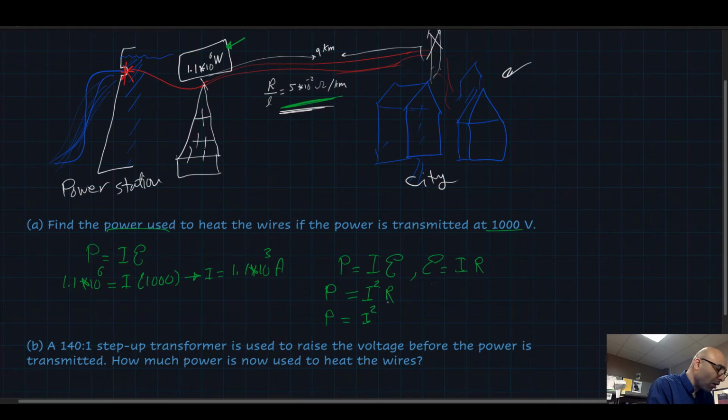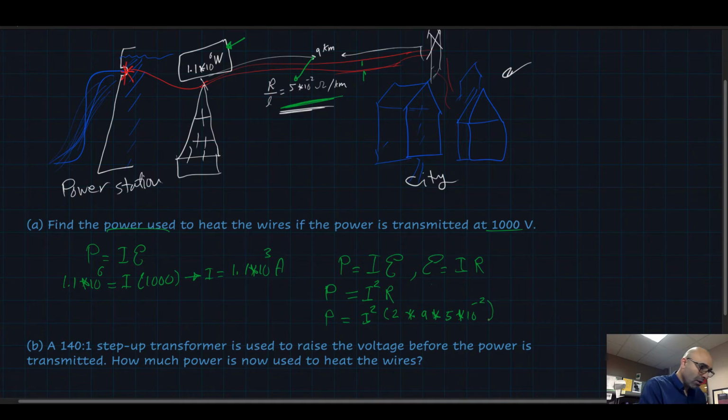Now what is R? We have R per length 5 times 10 to the power minus 2 ohms per kilometer, and the length is 9 kilometers, so multiply 9 by this to get R. Since you have two wires, you have to multiply by 2. So 2 times the length times the resistance per length, 5 times 10 to the minus 2.